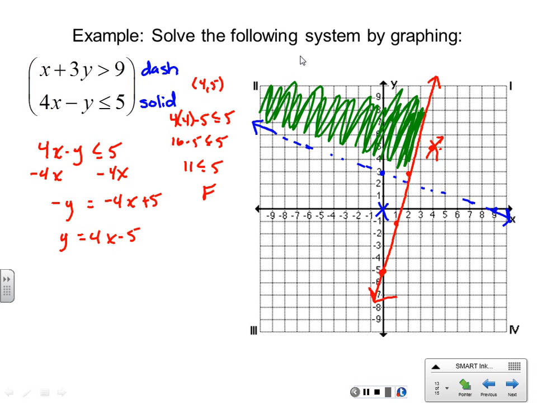So what is the other option? Your other option would be to get both your lines on here and pick a test point out of all 4 of your regions until you find one that works for both lines. So that's your other option. However you do it, completely your choice. Okay?